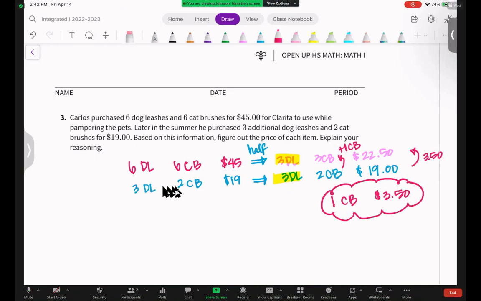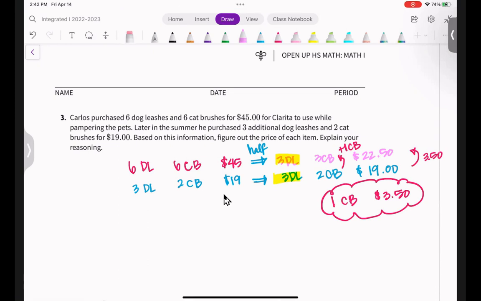So I think I like the second one. If I have one cat brush for $3.50, that means I could double it. I can get 2 cat brushes for how much? If one cat brush costs $3.50, how much would 2 cat brushes cost? And you're right, it's $7. Good job. So this right here is $7.